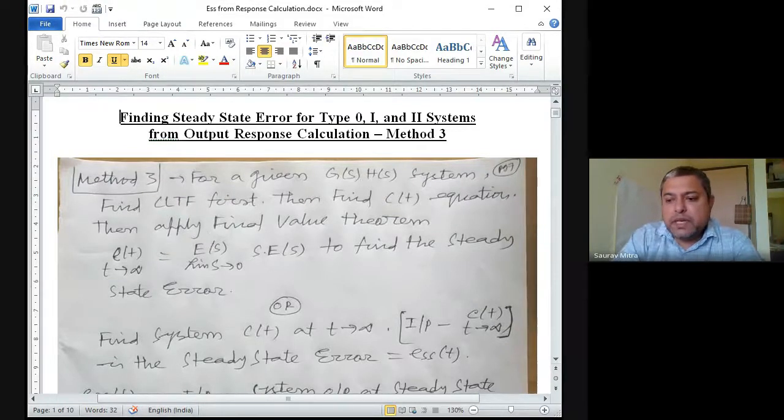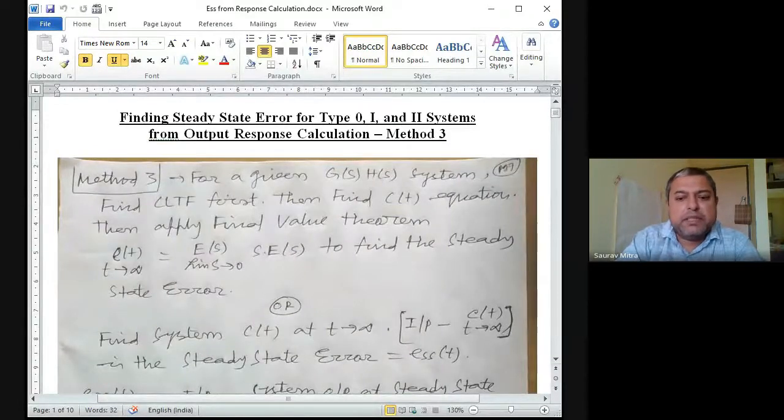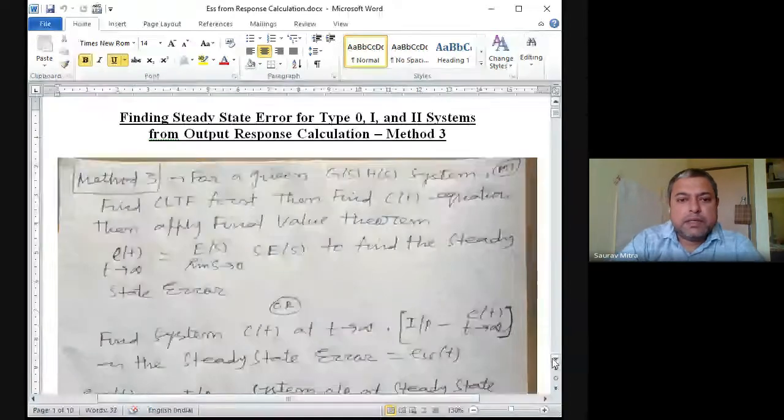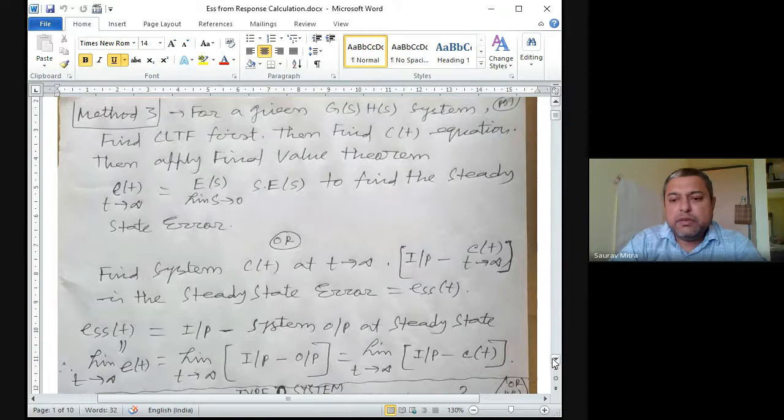Good morning. So I'm starting the part which was already started yesterday. I was explaining method 3 of finding the steady state error. This is the last topic in this steady state error calculation. Yesterday I had shown you that whenever you are finding steady state error, it is nothing but input minus output, and this is the error. It has to be calculated at t tends to infinity.